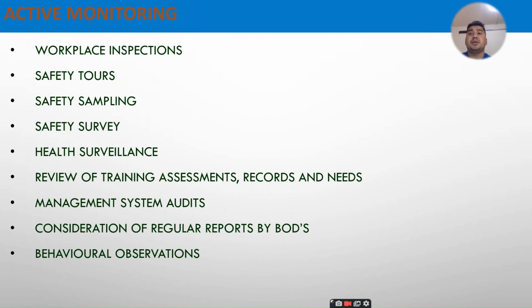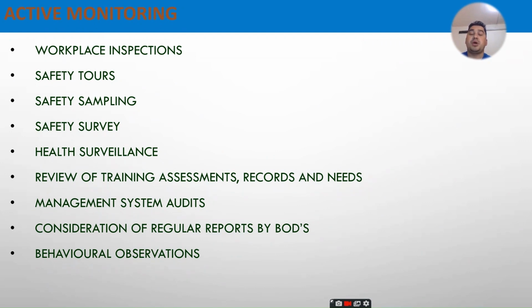Now, active monitoring. What other things are included in active monitoring? Workplace inspections. You will do the inspection, which could be daily, weekly, or monthly. Then safety tools. Safety sampling: you are taking samples from some areas, some places. Safety surveys that you are conducting. Health surveillance over the workers. Review of training assessments, records and needs. You are reviewing the training assessments, interviewing the employees, asking them questions and analyzing their training needs.